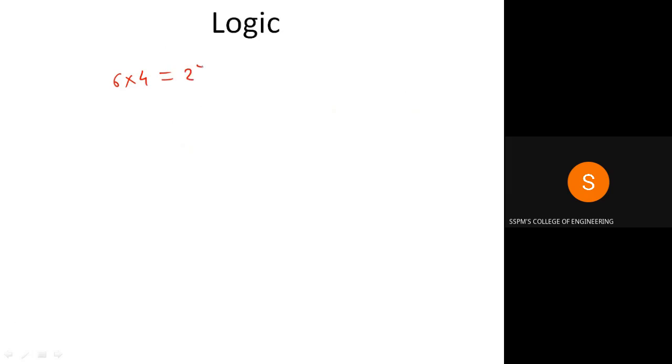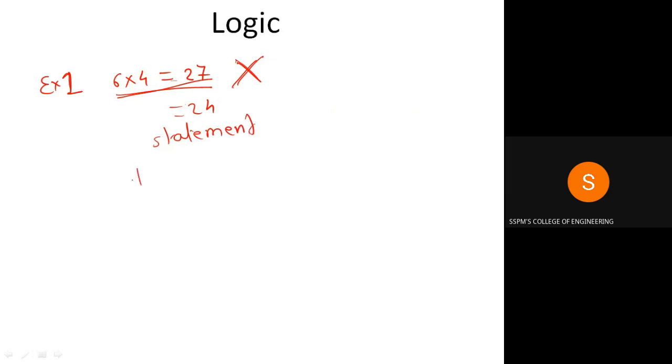Six into four is equal to 27. Example number one. So 6 into 4 is equal to 27, is it a statement? Few of you might tell that this is not a statement, but this is a statement. What does it say? 6 into 4 it is 27. This is false. So what is 6 into 4? It is 24. But what we here said is 6 into 4 is 27. It is false, but it is still a statement.